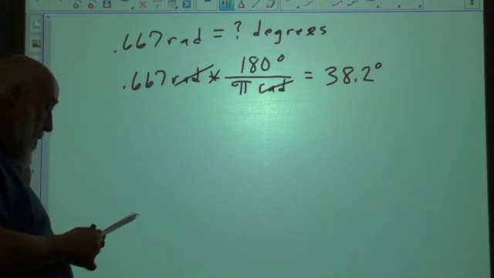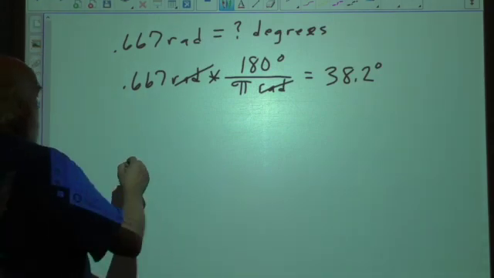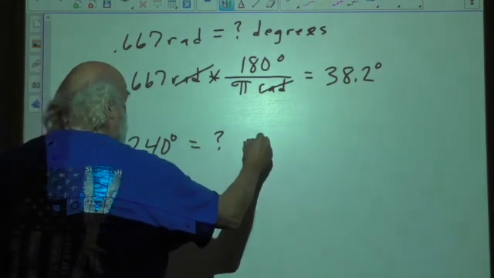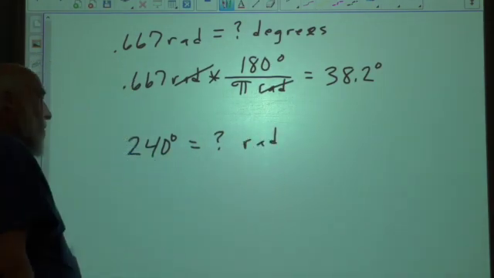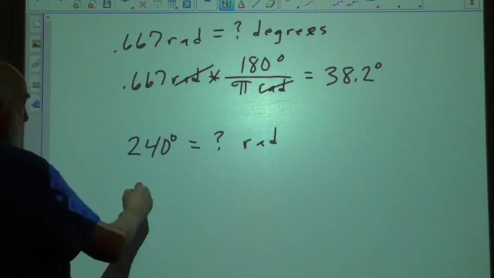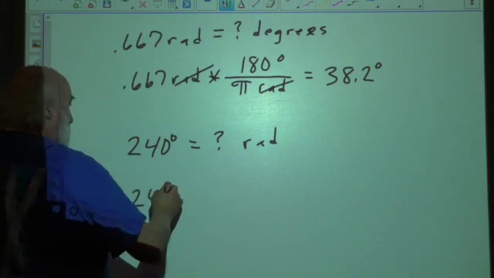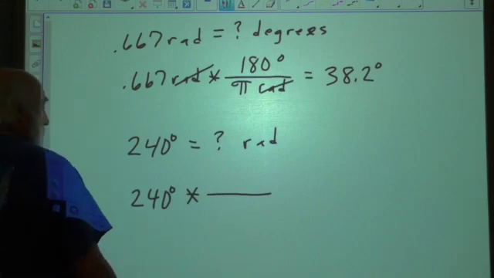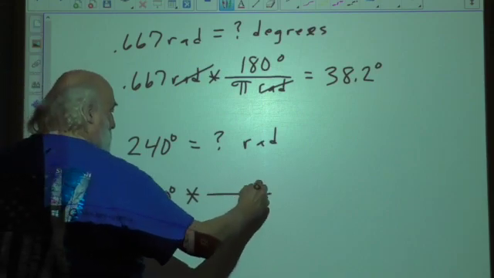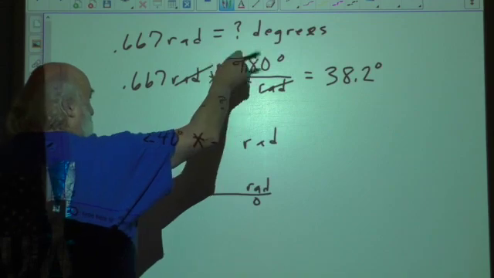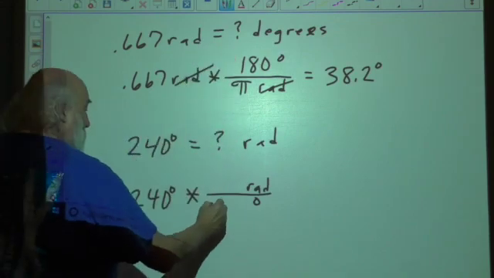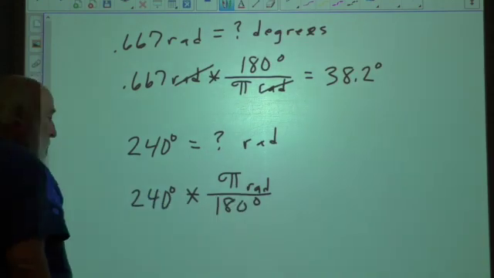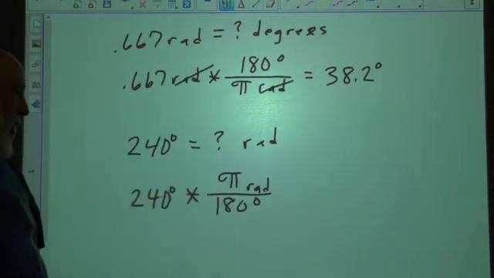Okay? And let's go the other direction. Let's suppose we start with 240 degrees, and I want to know how many radians that is. Same thing: 240 degrees times a fraction line. We're going to put degrees on the bottom and radians on top. We're going to use the same relationship, only now it's going to be flipped, because we're going to put 180 degrees on the bottom, and the pi with the radians.